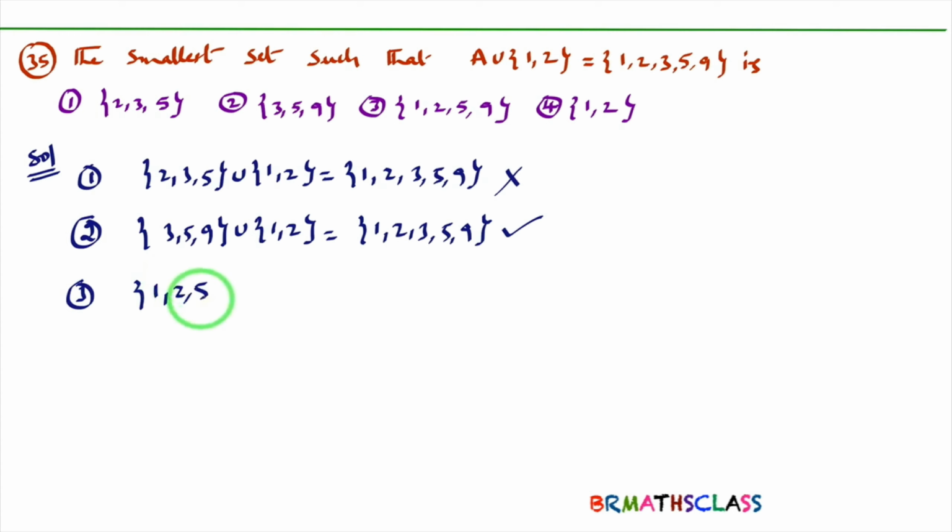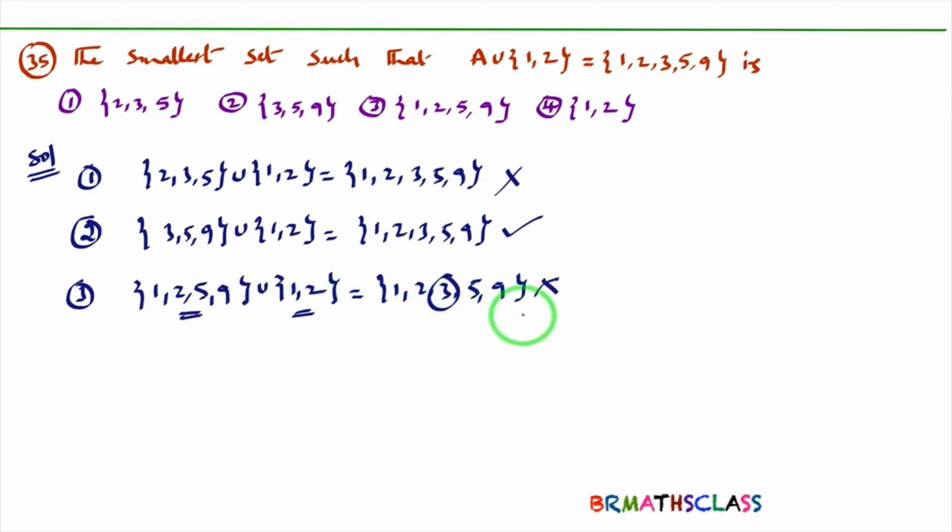Similarly, you check this third option. {1, 2, 5, 9} union {1, 2}. When we do this union, what have they given here? They given {1, 2, 3, 5, 9}. You check it. When we do their union, see 3 is not there in both the sets. How will you get this in the union? So this is a wrong option.